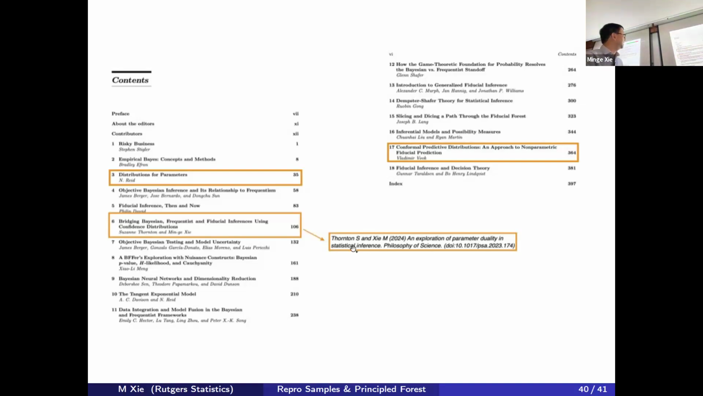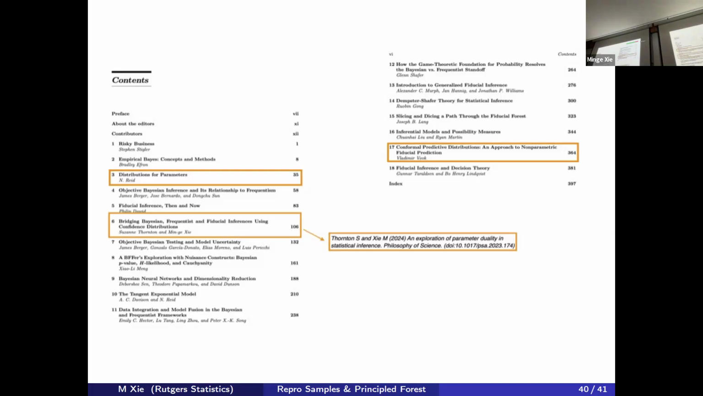So one thing, as I highlighted, another one is my own article trying to understand the connection between Bayesian, fiducial, and frequentist. And one particular thing I want to brag about is that I don't think many statisticians have an article published in a philosophy journal. So this is an article we got from a philosophy journal.